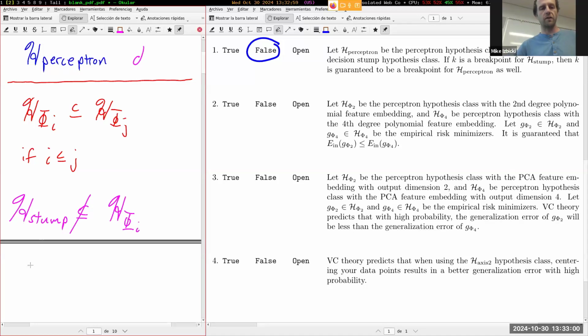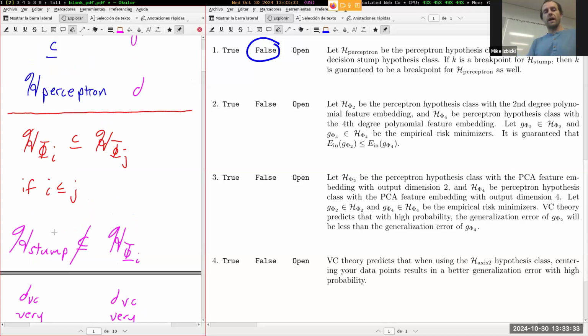The VC dimension over here for the h-stump, DVC, is very small, and the VC dimension over here, DVC, is very large. But you cannot just compare the VC dimensions to determine the subset relationship. It is true that the subset relationship does imply things about the VC dimension, but the VC dimension does not imply things about the subset relationship.